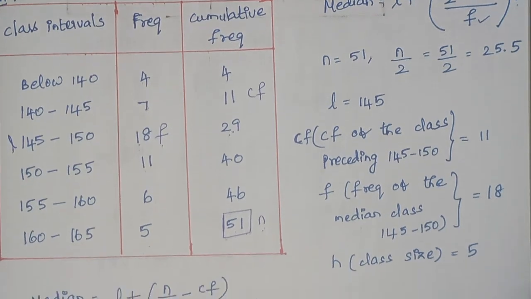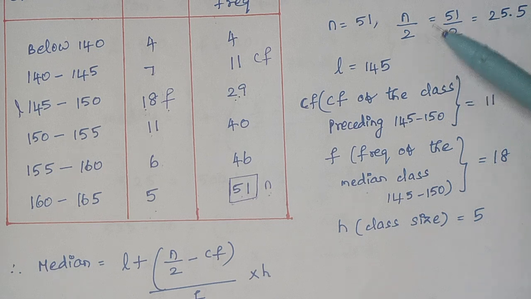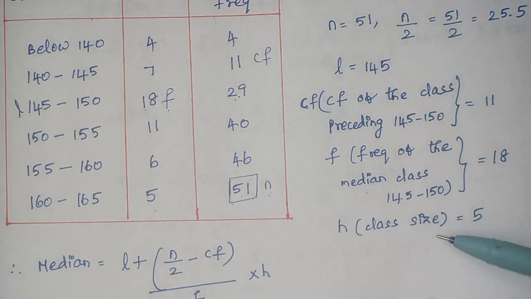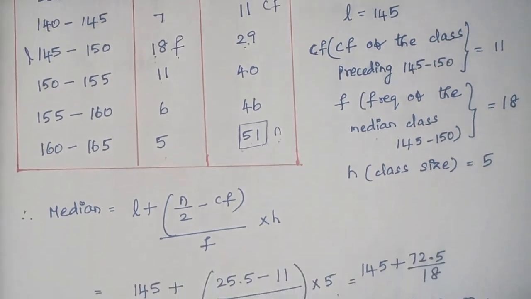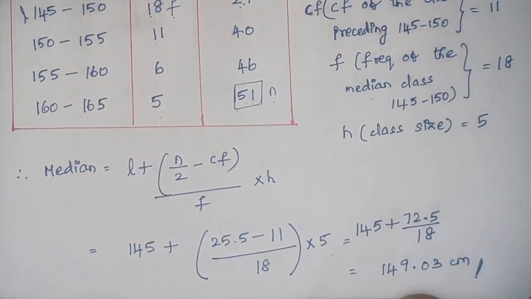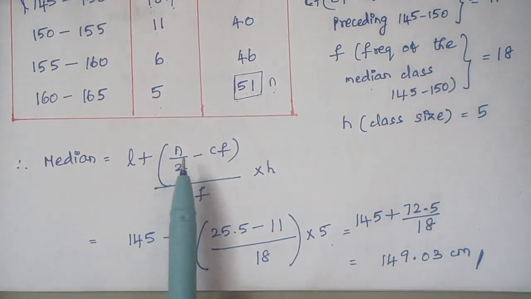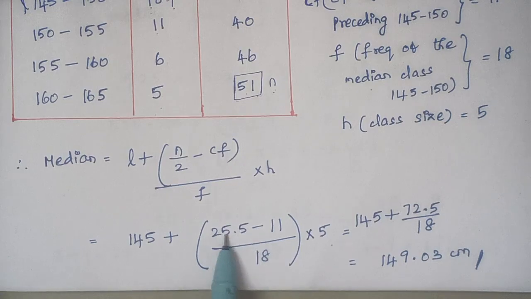So just write down all the parameters we have found out. Now we are going to substitute these values. So L is 145 and n is 51. So 51 by 2 gives you 25.5.